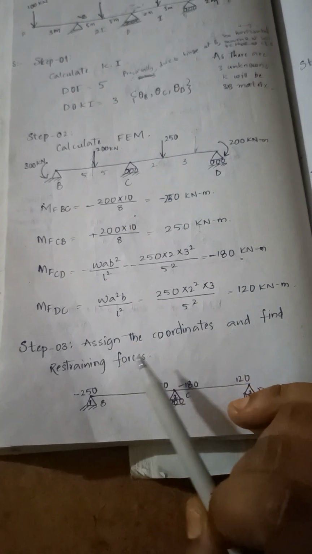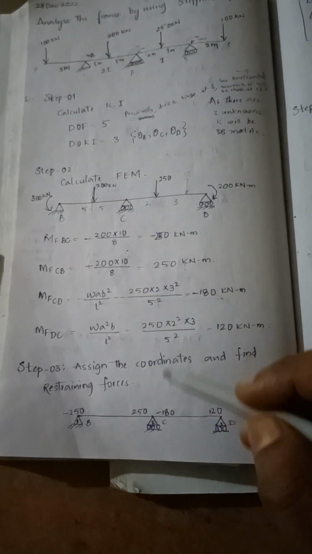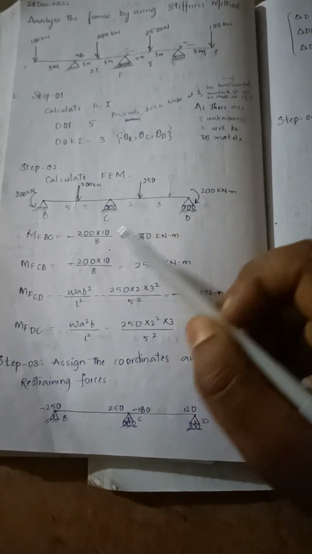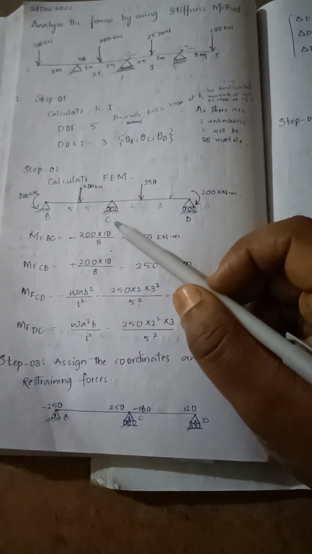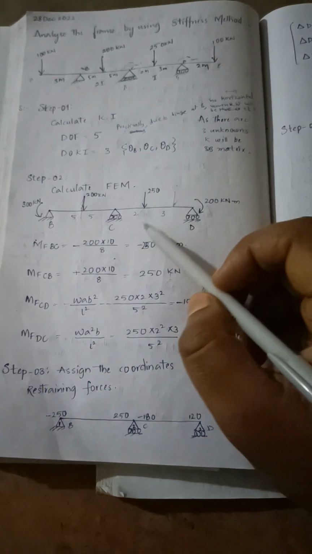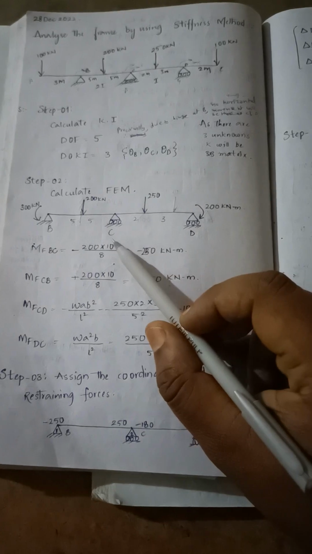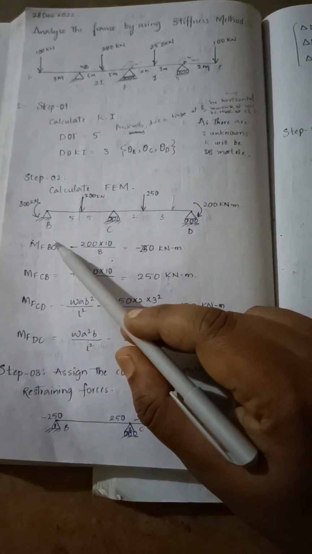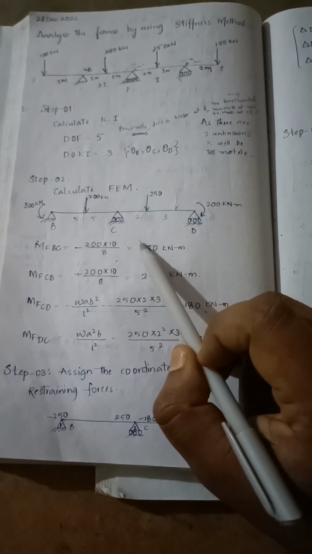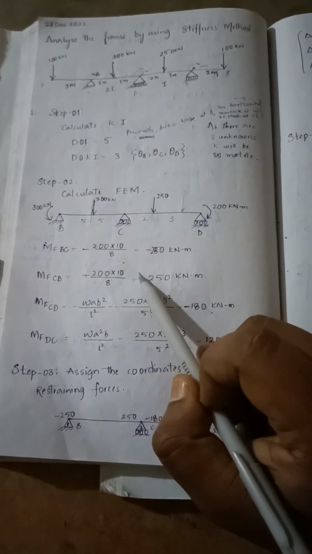Then step 3, assign the coordinates and find the restraining forces. Before going to that, let us discuss here: suppose in the problem any sinking is given, say at C there is some delta sinking value, such as 8 mm, so 0.008 meter. Then what do we have to do? In MFBC, along with this, we need to add 6EI delta by L square. Also in MFCB we need to add 6EI delta by L square.